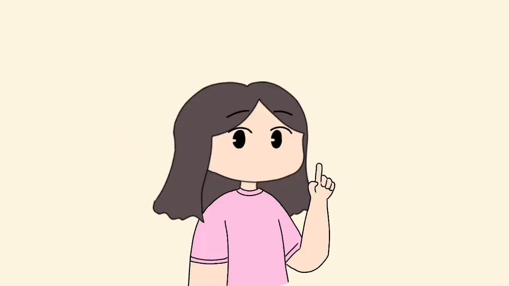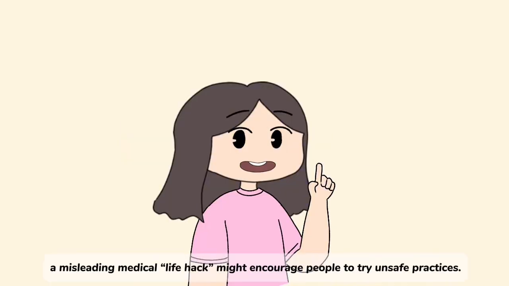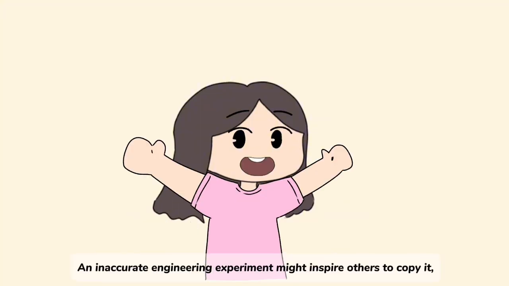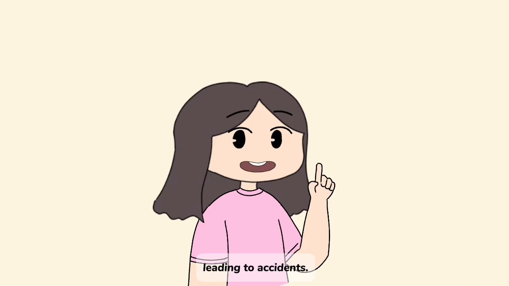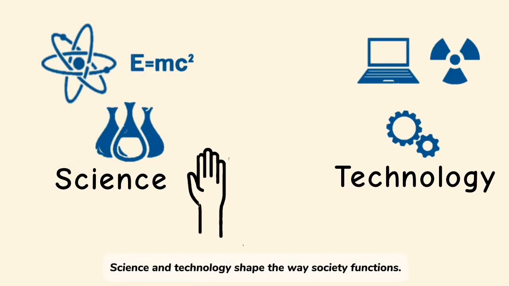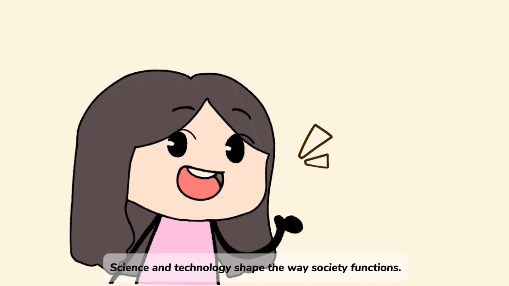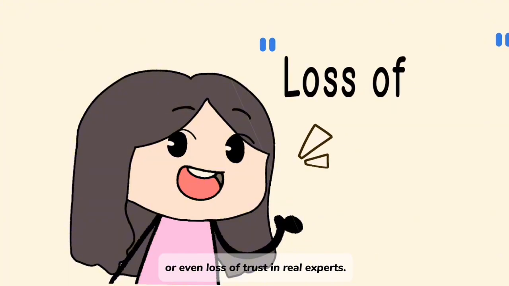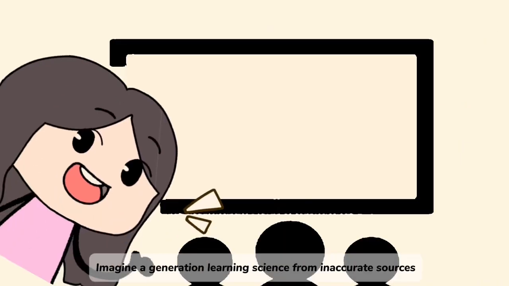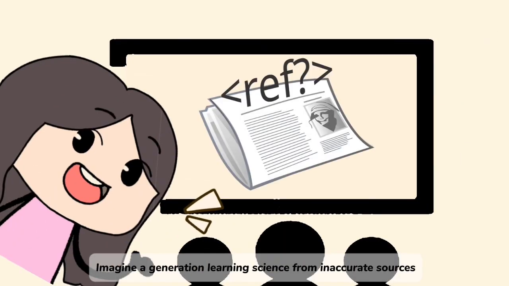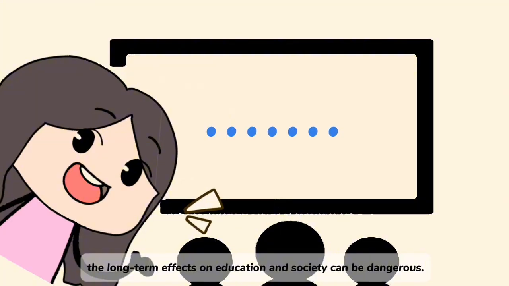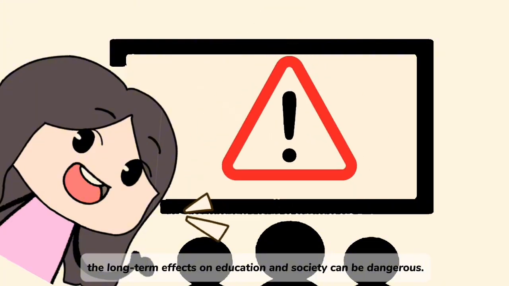For example, a misleading medical life hack might encourage people to try unsafe practices. An inaccurate engineering experiment might inspire others to copy it, leading to accidents. Science and technology shape the way society functions. Pero kung mali ang pagkakaintindi natin, it can lead to poor decisions, unsafe practices, or even loss of trust in real experts. Imagine a generation learning science from inaccurate sources. The long-term effect on education and society can be dangerous.